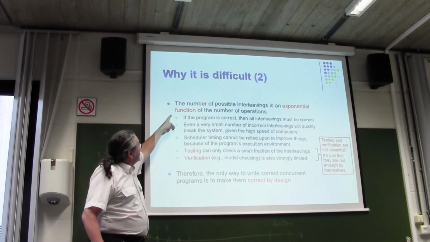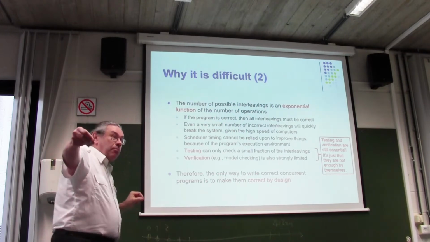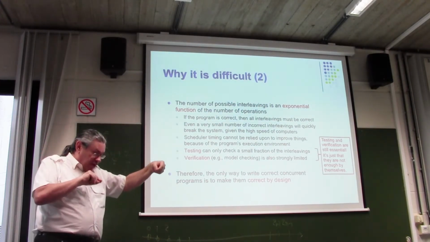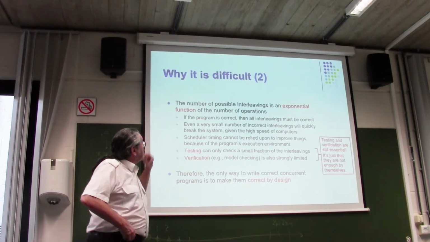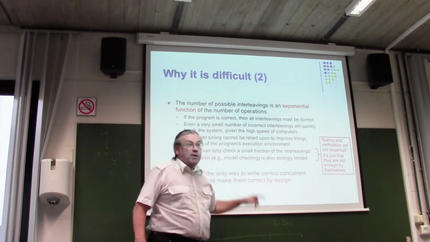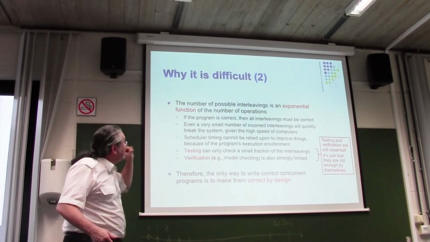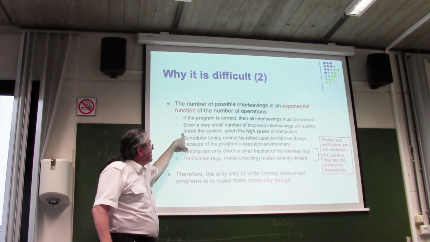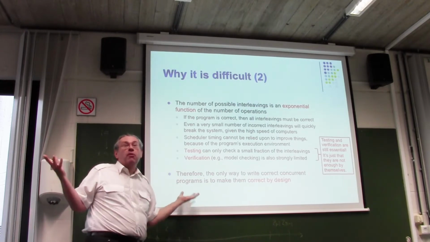Okay, so summarizing, the number of interleavings is an exponential function of the number of operations. It's because you have cells and threads: 2 threads with a shared cell. That automatically gives you this exponential function. If your program is correct, all interleavings must be correct. Even a small number of incorrect interleavings will break the system because, of course, this thing is going to run millions of times in any real program.